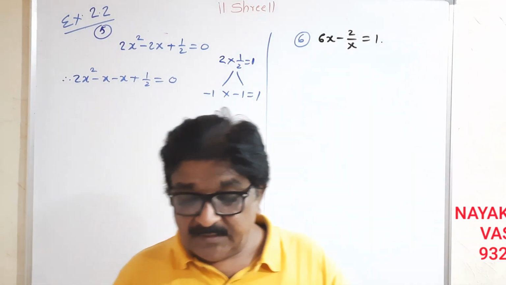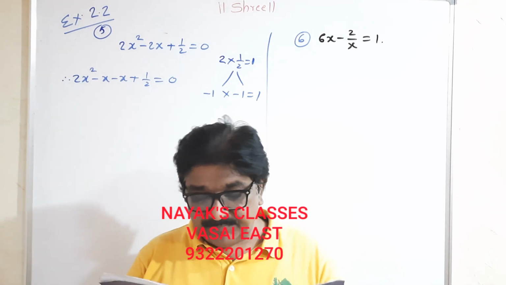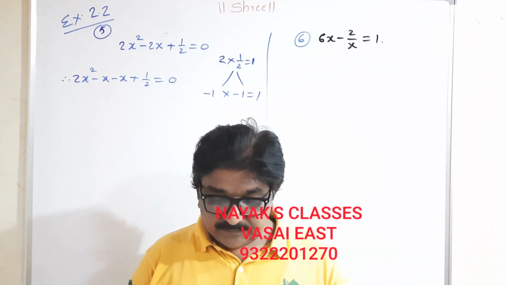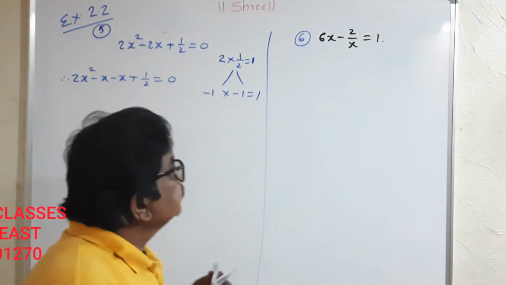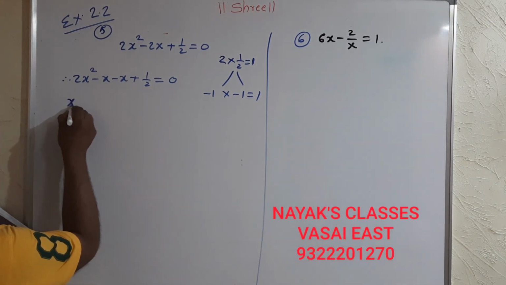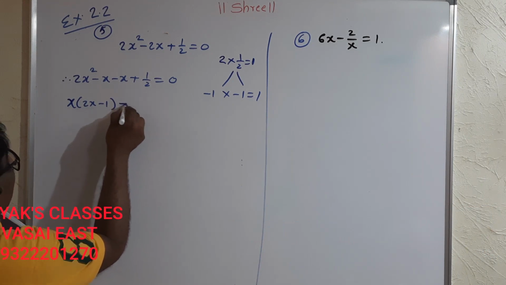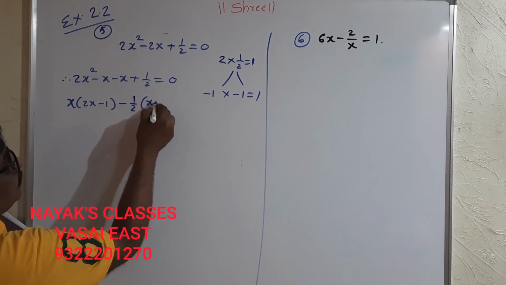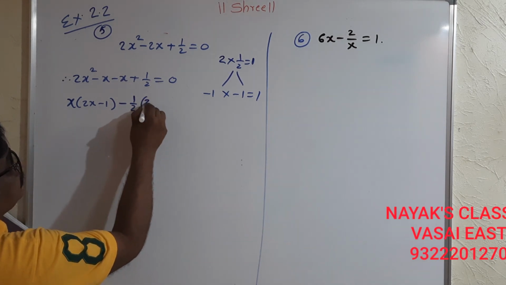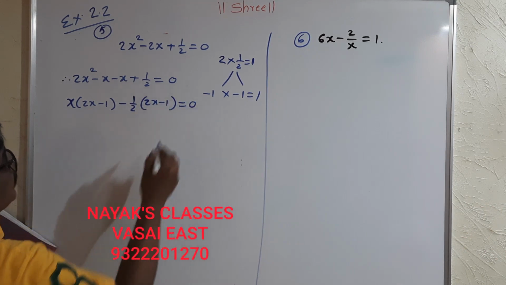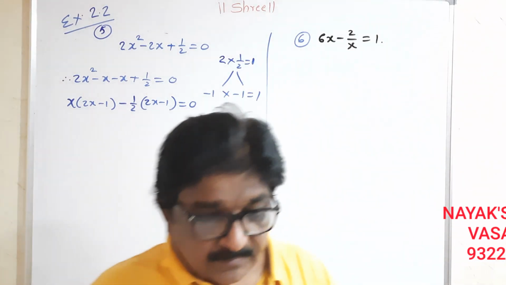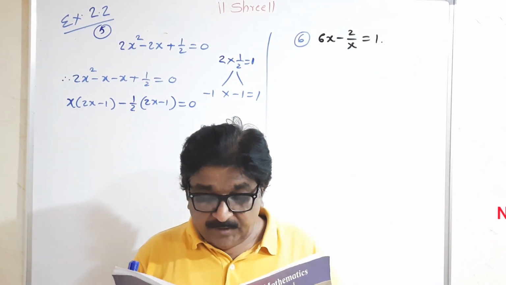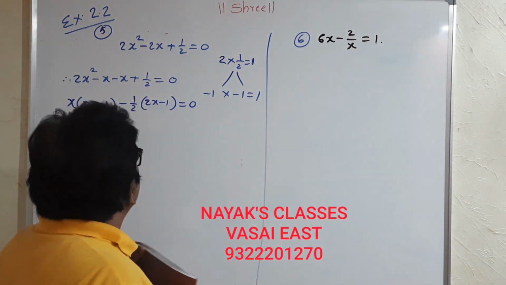This is the fifth example of your textbook, page number 36. So by putting this, we will get, take out the commons. So x into bracket 2x minus 1, and half is smaller, so half into bracket 2x minus 1 is equal to 0. You can check if you are having the old book. I have marked a star on this example, because you will make a mistake of taking 2 here.